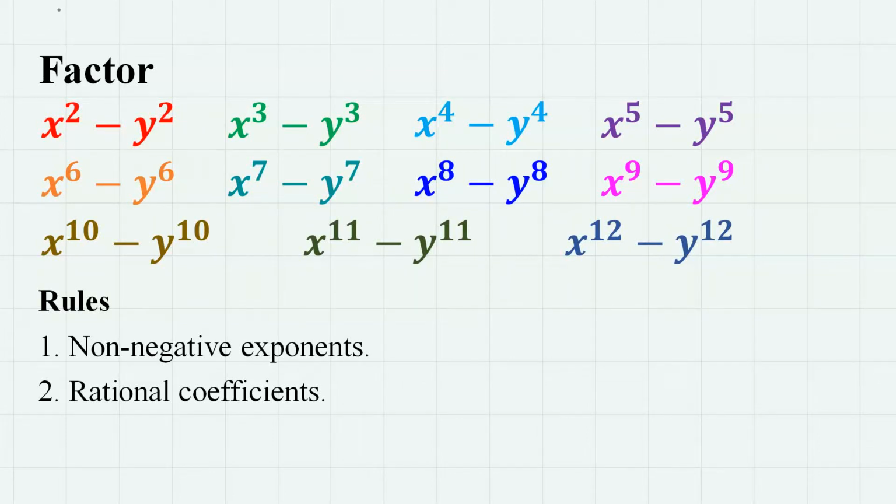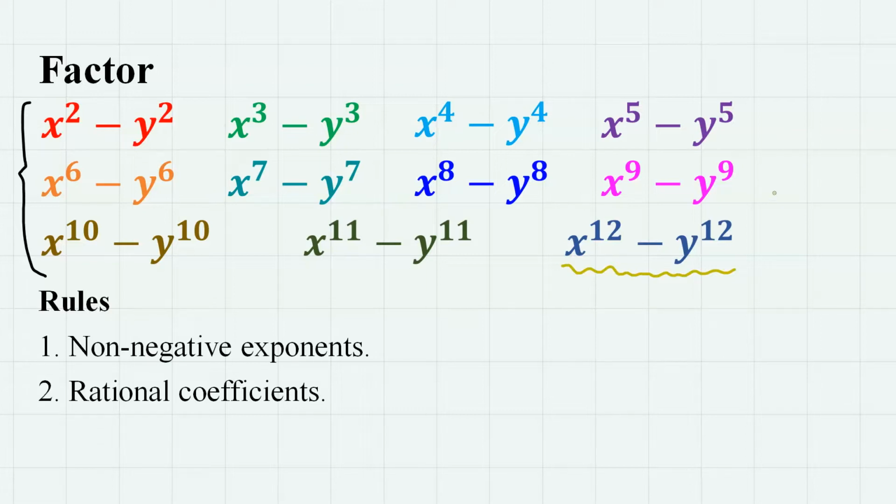In this video, we are going to factor a lot of polynomials given in here. So here we have first x squared minus y squared, then x cubed minus y cubed, then x to the power of 4 minus y to the power of 4, and we go on and on all the way up to x to the power of 12 minus y to the power of 12.